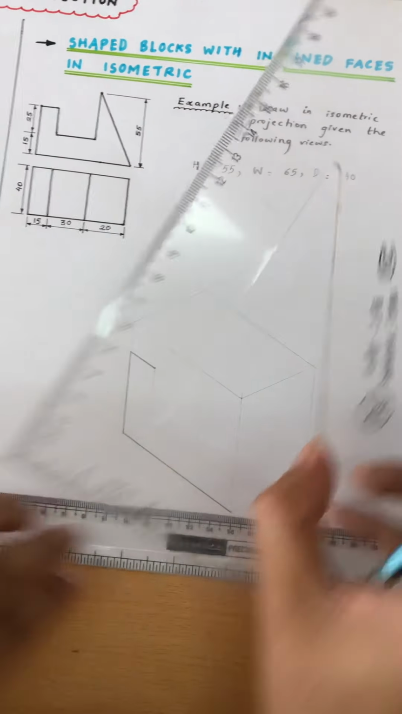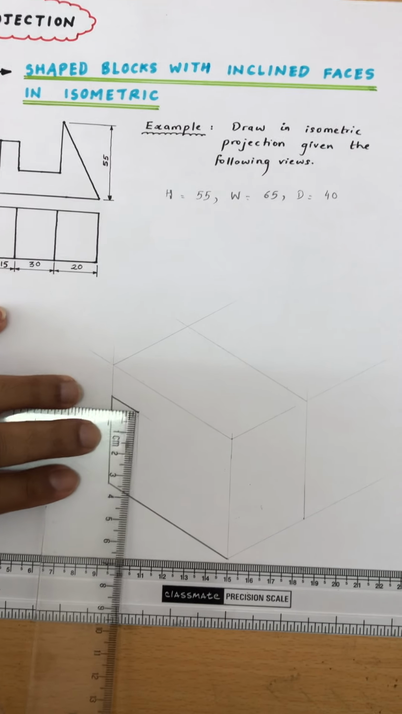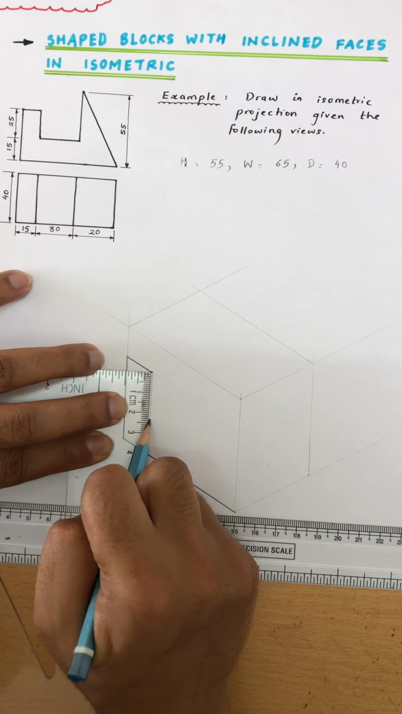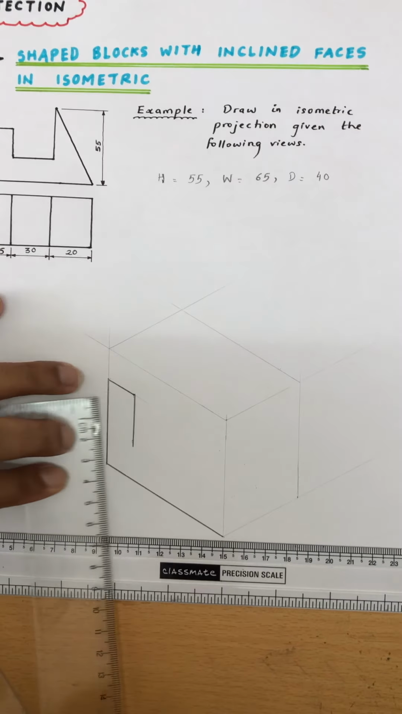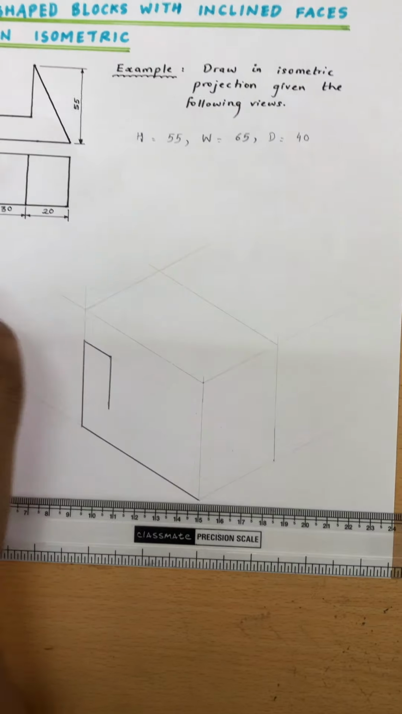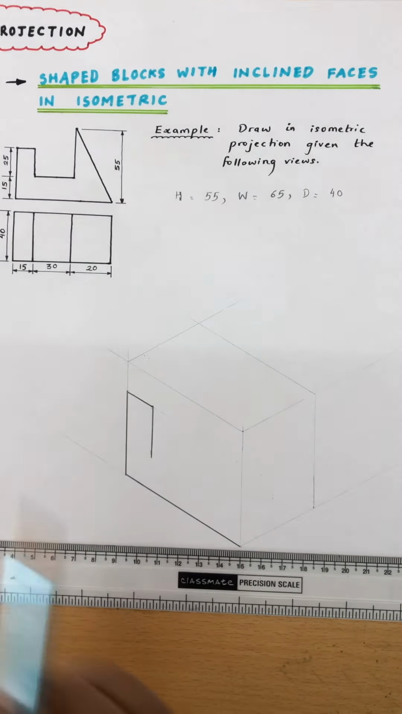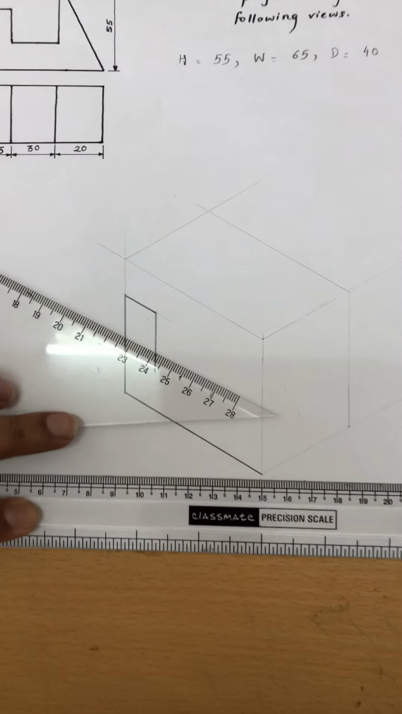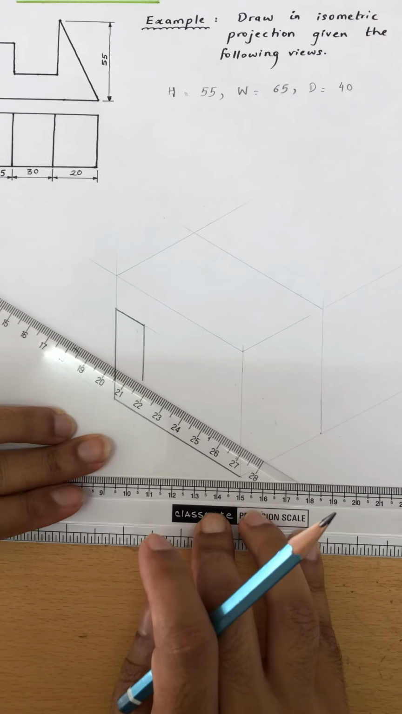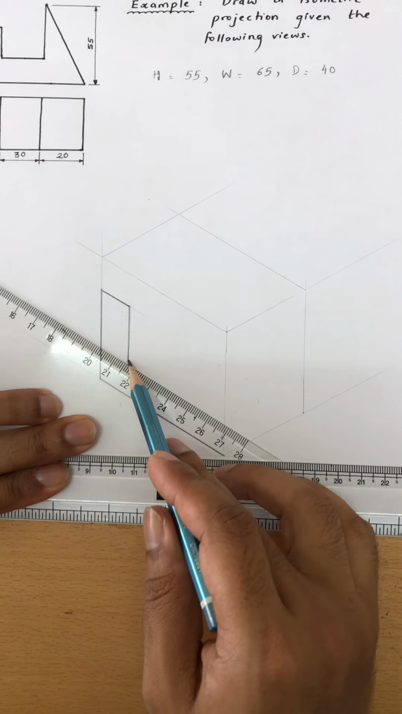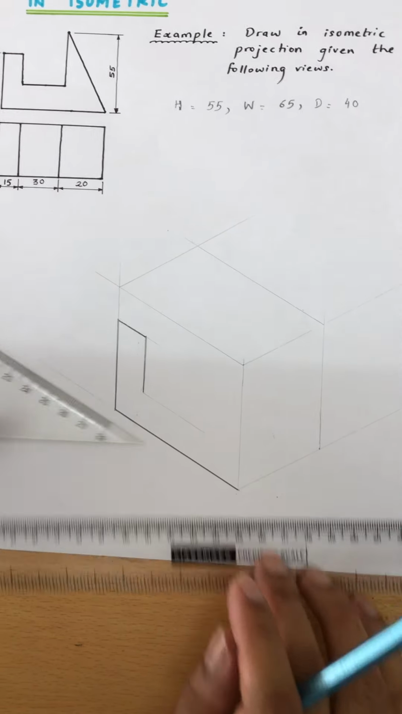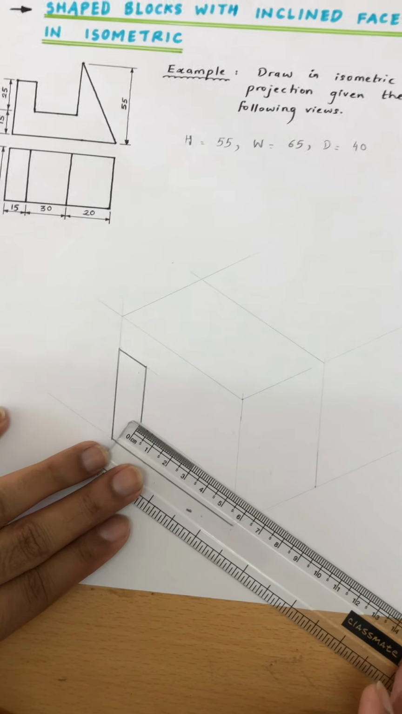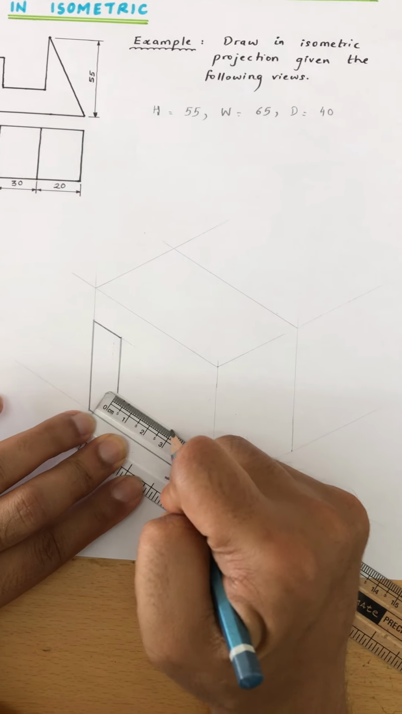I draw a faint line and I measure it 25. 25 meaning 2.5. You have this part. And you have a horizontal line which is 30. This is 30. From this point, I draw a faint line. This has to be 30, which is 3 centimeters. So this is 30.